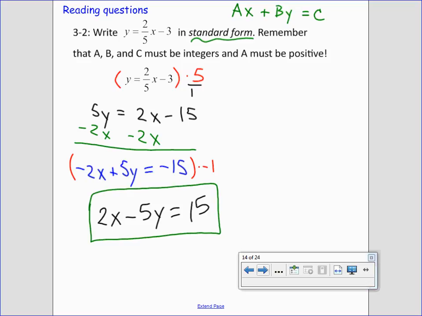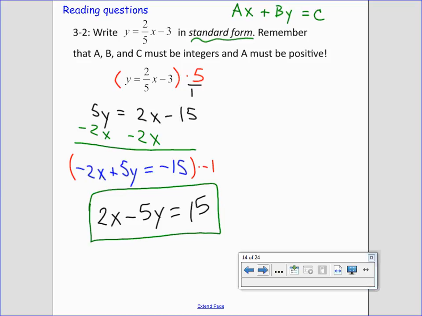So going back and forth between the two forms isn't very useful in itself unless we need to do something with that line. It was mainly to get you familiar with the different forms, slope-intercept form versus standard form, and that's why I wanted to go back and forth.